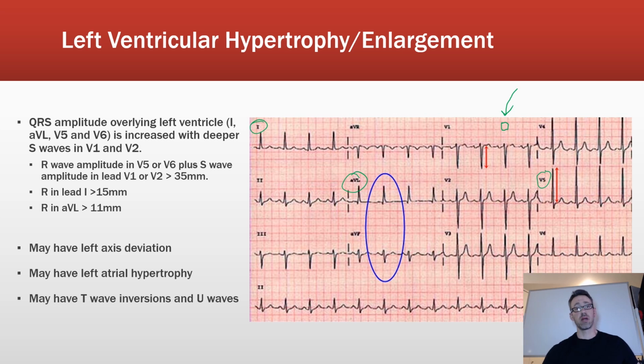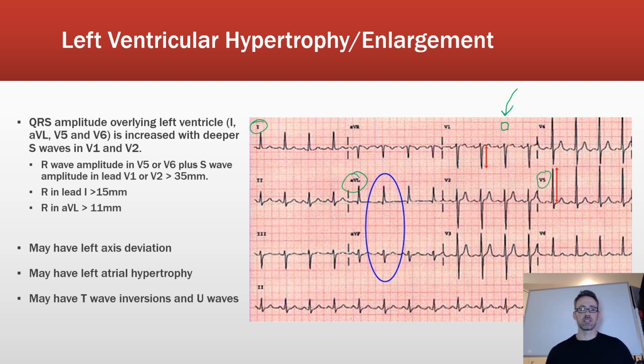And there are actually many, many more, so you could do other assessments, but we'll just use these 3 for now. The other point I made is that it may have left axis deviation. If you see left axis deviation when you're doing your axis review, take a look at the precordial leads and at the R and S waves in V1, V2, V5, and V6, and do the assessment. But it doesn't necessarily mean it's going to have left axis deviation even if there's left ventricular hypertrophy.